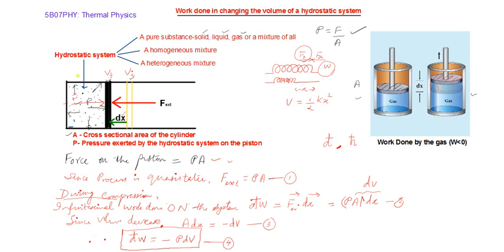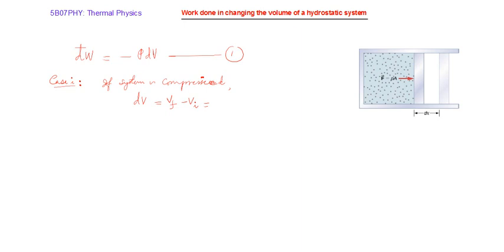So you can just see that if compression has happened, vf will be less than vi. Is it not correct? Vf will be less than vi. So vf is less than vi, that we know, that is a physical fact. So what about vf minus vi? Vf minus vi will be giving you a negative value. Won't it be giving you a negative value? Negative. So vf minus vi, whatever value you are getting, that will be a negative value.